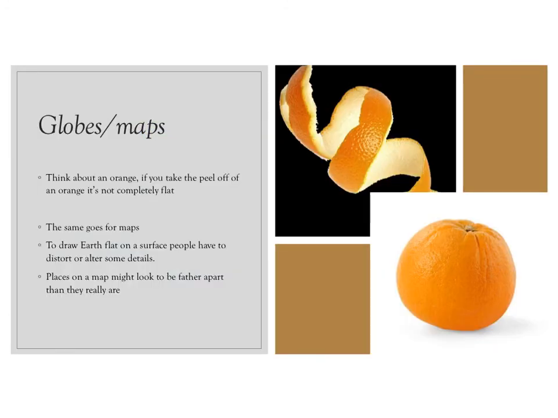Okay, to study more the differences between the maps and the globe, think about it as if the globe is an orange. If you took the peel off of an orange and you wanted to lay it completely flat, can you do it? Simply no. You cannot, unless you stretched or tore the peel first. So this is what happens also when you are drawing a given map. Places on the map might look a little bit farther apart than they really are, and some of the details may be distorted too.